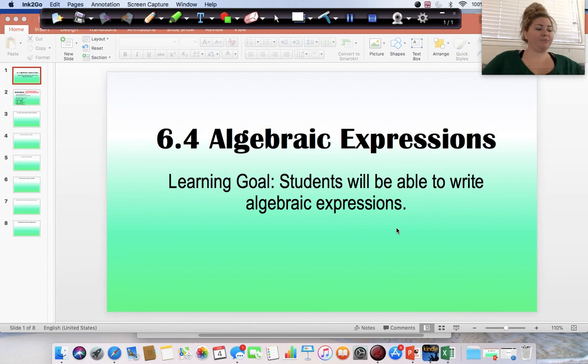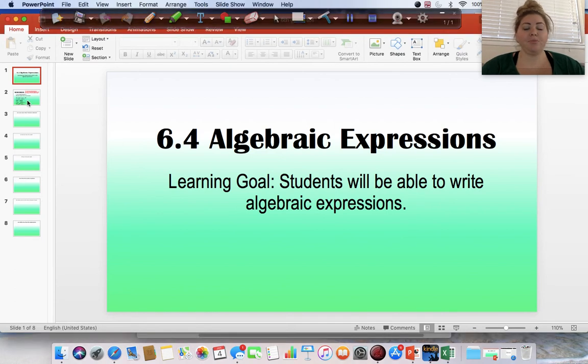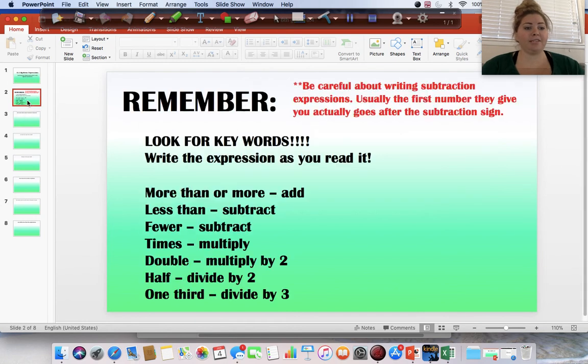All right, so let's wiggle our way on into this lesson. We are doing 6.4, which is on algebraic expressions. Our learning goal is that students will be able to write algebraic expressions. Remember to pause this video at any time that you need to slow things down or write things down.